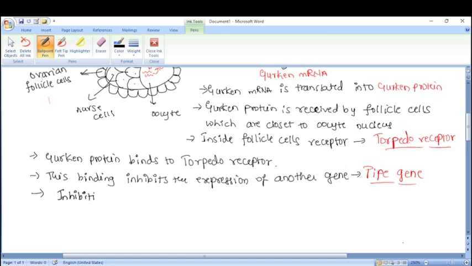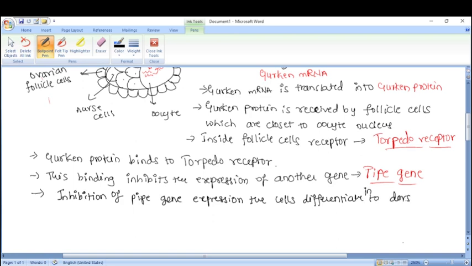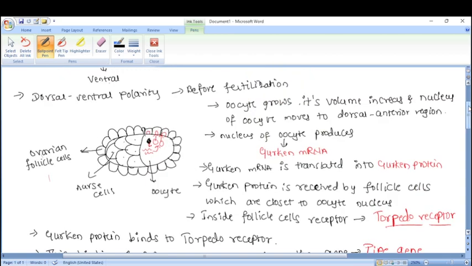Due to the inhibition of pipe gene expression, the cells dorsalize. The cells differentiate into dorsal cells. This is about the formation of the dorsal polarity. Is it clear? See the overview of this.